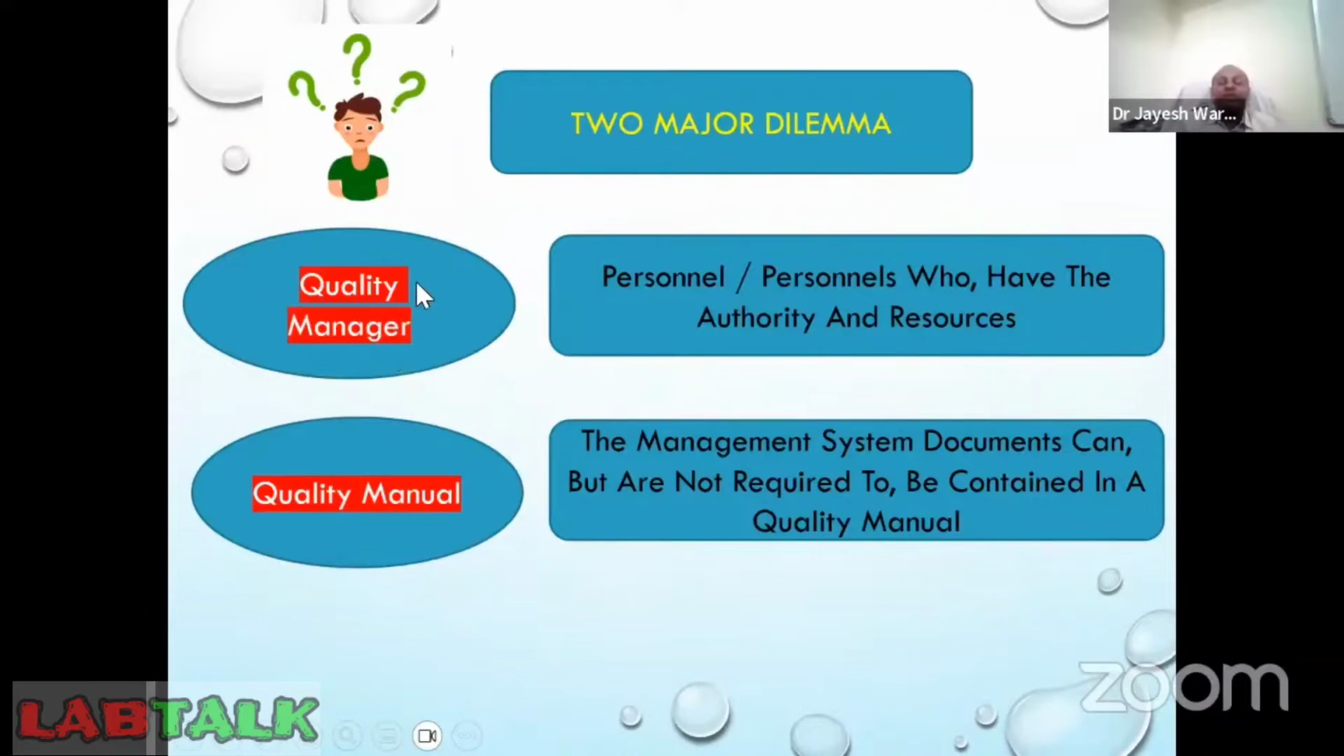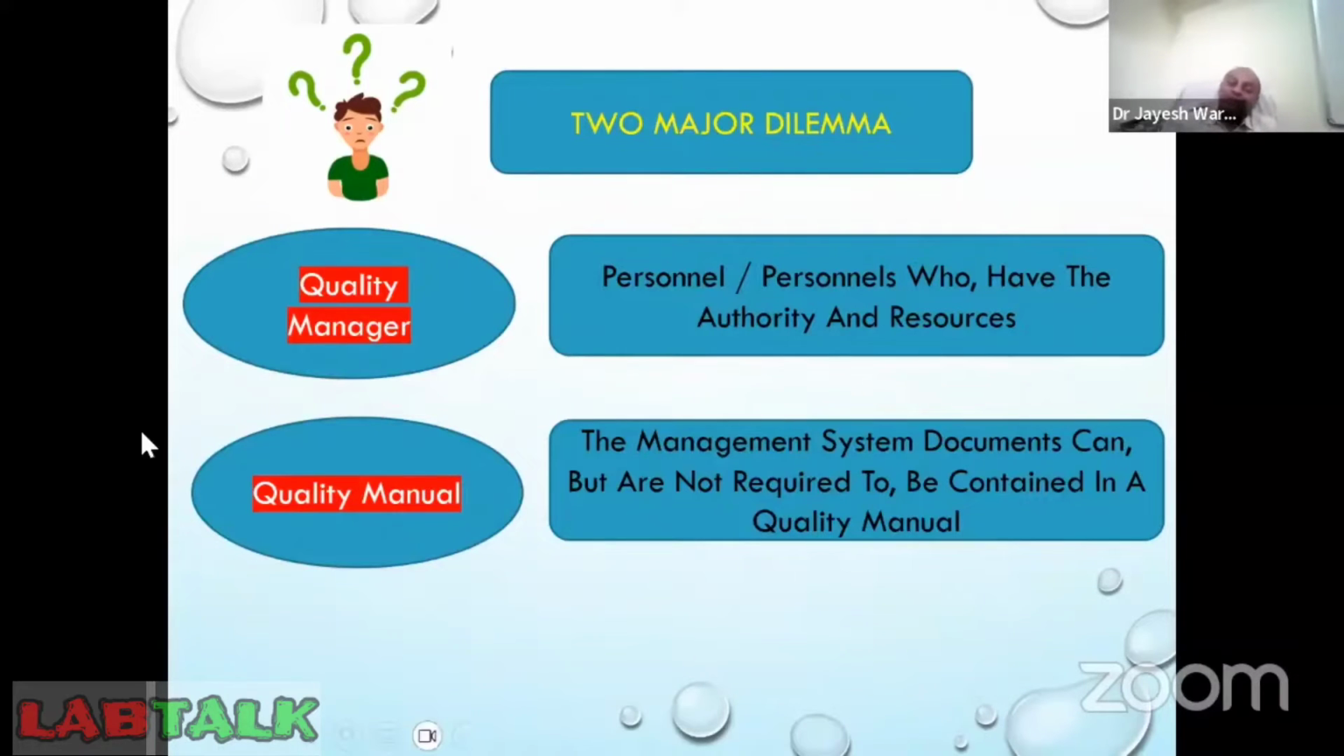Even if the term quality manager, or even the position, is not mandatory in this new standard, the standard mentions that there must be a person or persons who have the authority and resources for the management of the quality management system in your laboratory. It can be one person or more than one. So a designated person is required for the implementation of the quality management system.